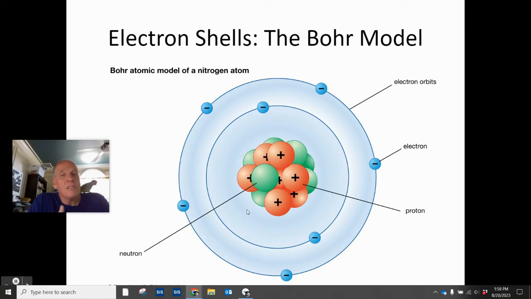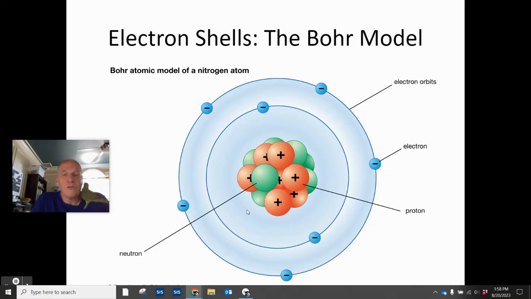And that means that the outer shell here, which is called the valence electron shell, the outer shell is always called the valence shell, and the valence electrons are found in that outer shell. Those are the electrons that are going to react with other atoms. So it's very important to know what that valence shell is and how many electrons are in there. They're the ones that are going to be reacting.